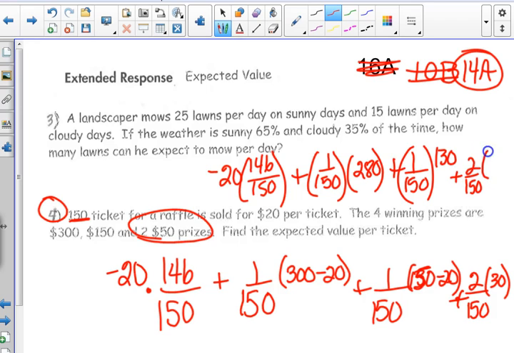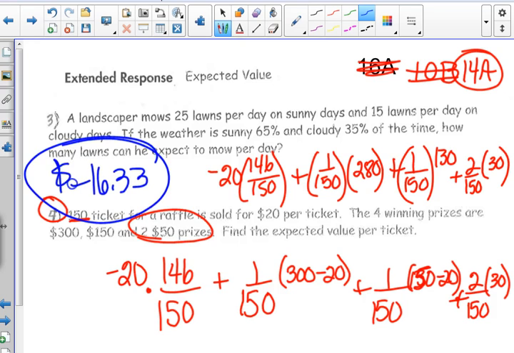You might lose money. It definitely could be negative, which is a reason to not play this game. I got negative 16.33. So if you played this raffle a whole bunch of times, your average losings would still be $16. It's not a good raffle to play. Okay, I'm going to stop the recording, though, just because it's going to get long.